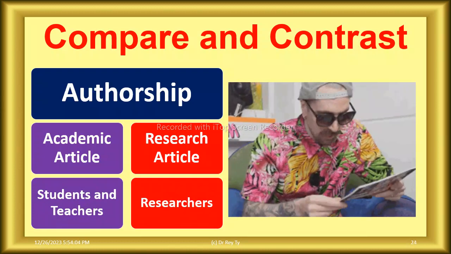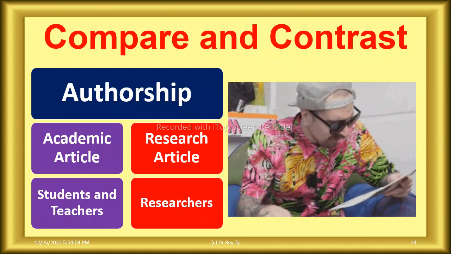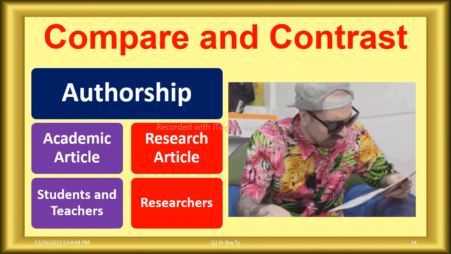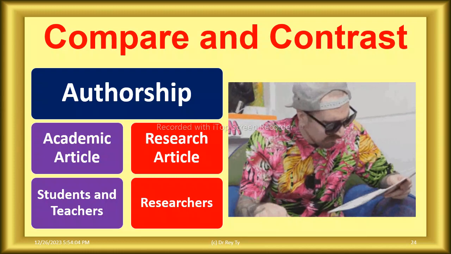The authors of academic articles tend to be students, college students, university students, and instructors, whereas the authors of research articles tend to be researchers, meaning people who have, in fact, invested time, resources, and staff for the conduct of original research, be it quantitative, qualitative, or mixed method.